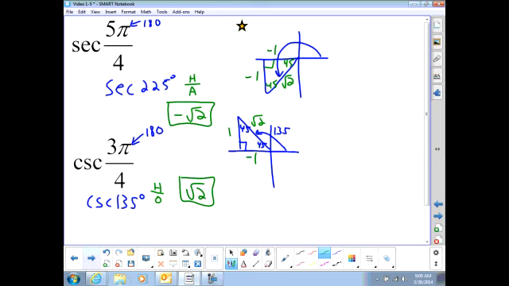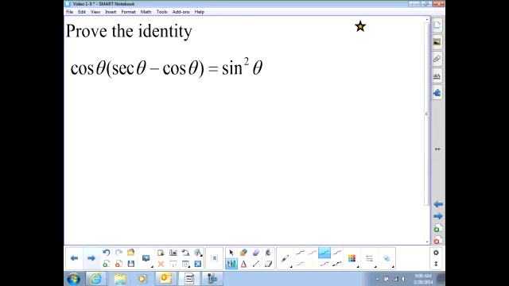That's it for finding exact values. We're now going to prove identities. You should have done this in pre-calc. If you're in Regents pre-calc, it would have been usually around March or so that you would have done it.